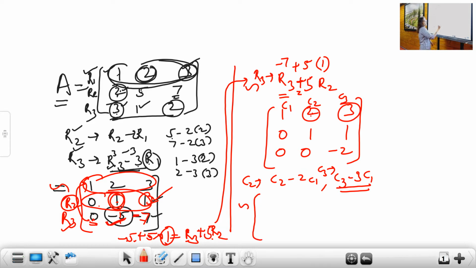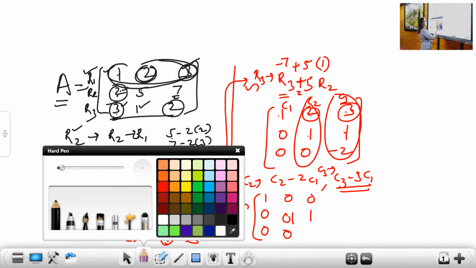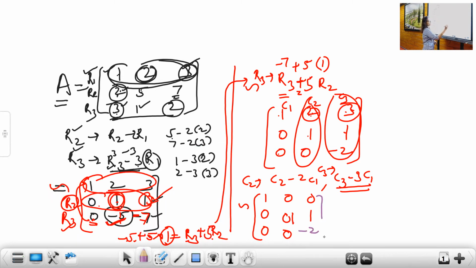So now tell me what will happen. Which columns are changing? Only C2 and C3 are changing, right? So C1 I am writing the same. Now C2: 2 minus 2 C1 means 2 minus 2 is 0, 1 minus 0 is 1, and then 0 minus 0 is 0. Similarly 3 minus 3 into 1 will give 0, 1 minus 0 is 1, and minus 2 minus 0 is minus 2. So in this way you are getting a matrix. Understood the meaning of column transformation?